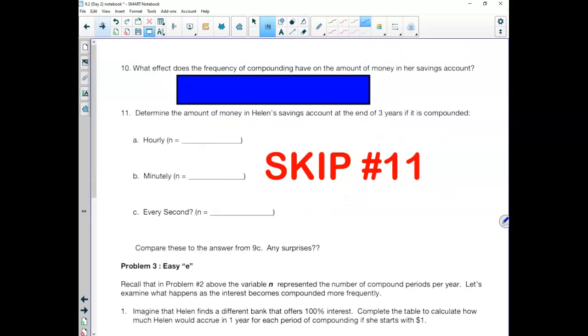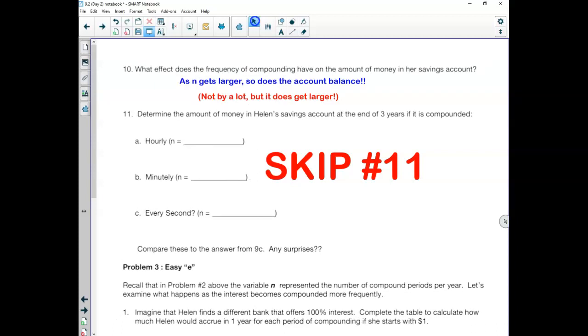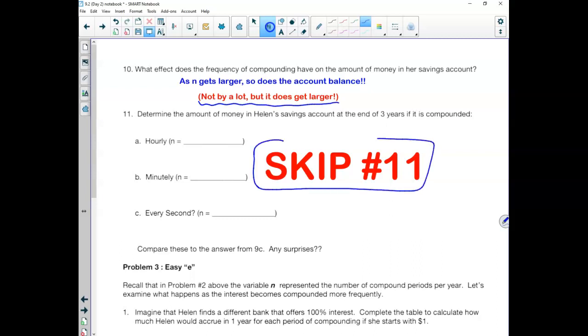So what effect does the frequency of compounding have on the amount of money in her savings account? Well, that should be pretty obvious, guys, because as N got larger, so did the account balance. It wasn't a ton of money, it was not a lot, but it did get more. Hey, this makes you happy for Thursday, isn't it?